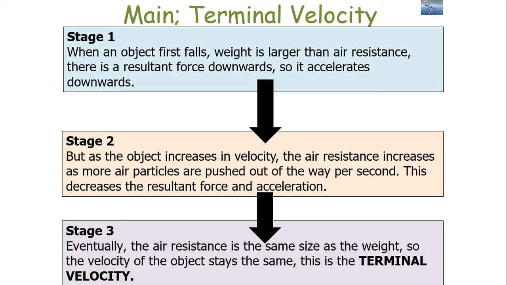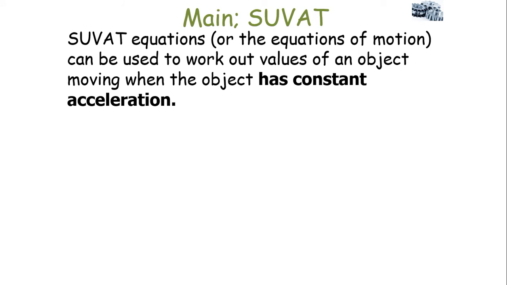This decreases the resultant force and acceleration. Eventually, the air resistance is the same size as the weight, so the velocity of the object stays the same, its terminal velocity. Now, if we did have constant acceleration, which wasn't the case in the previous example, we could use the equations of motion to work out values of the object moving.